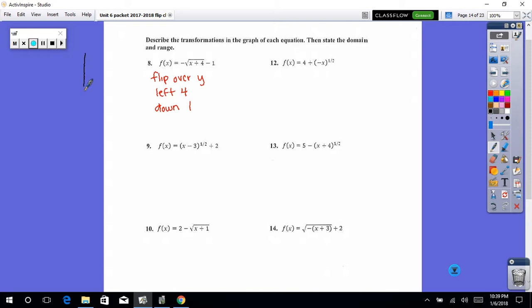Let's go out to the side and just sketch a picture of it. Okay, he went left 4, down 1, and he is flipped over the x. I don't know why I said y. Flipped over the x, so he looks something like this. Okay, so our domain, how far left did we go? We actually moved left 4 units, to positive infinity. And for the range, negative infinity all the way up to negative 1.